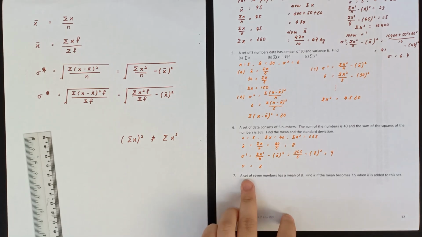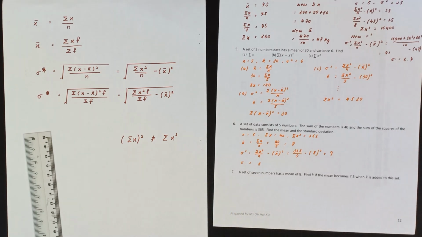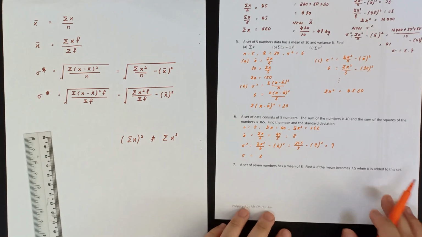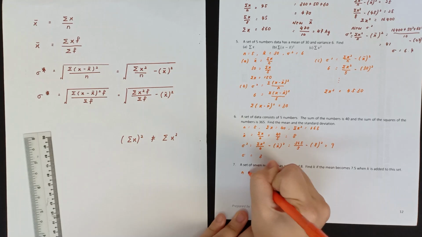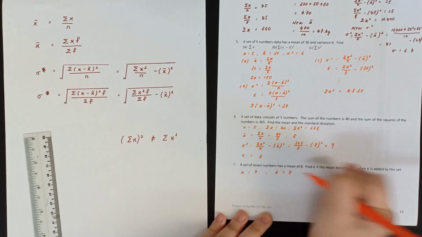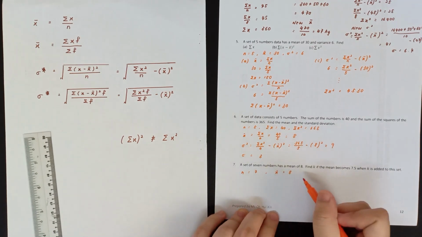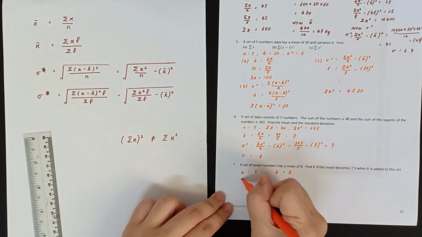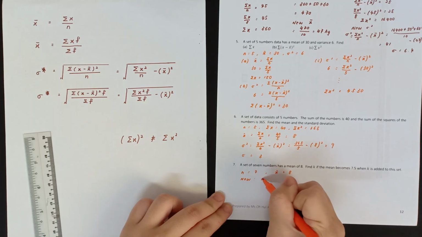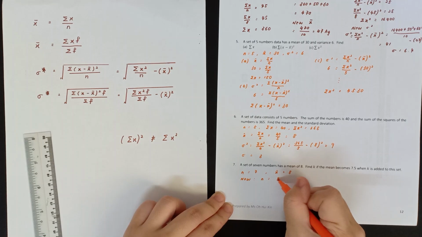A set of 7 numbers has a mean of 8. Find k if the mean becomes 7.5 when k is added to this set. So this is for the old set. For the new one, how many numbers do I have? I add one number, which is k. So now I have 8 numbers.